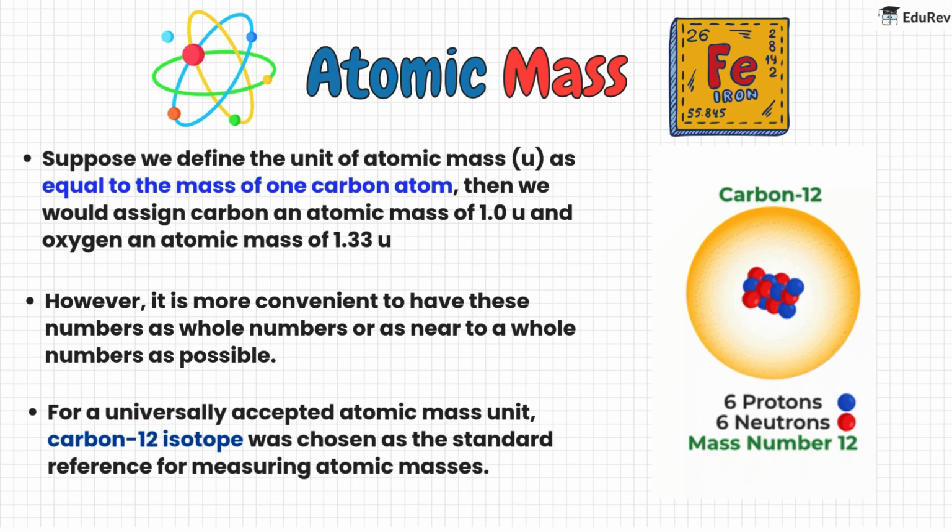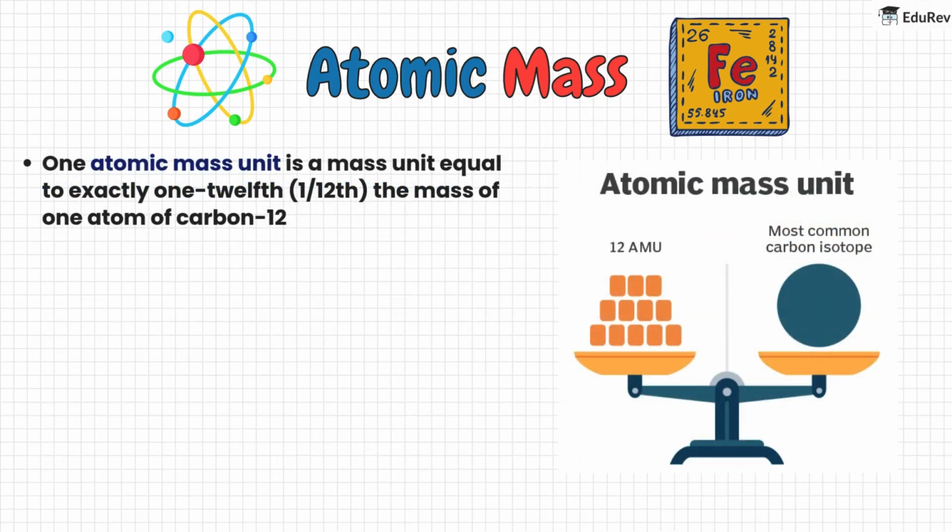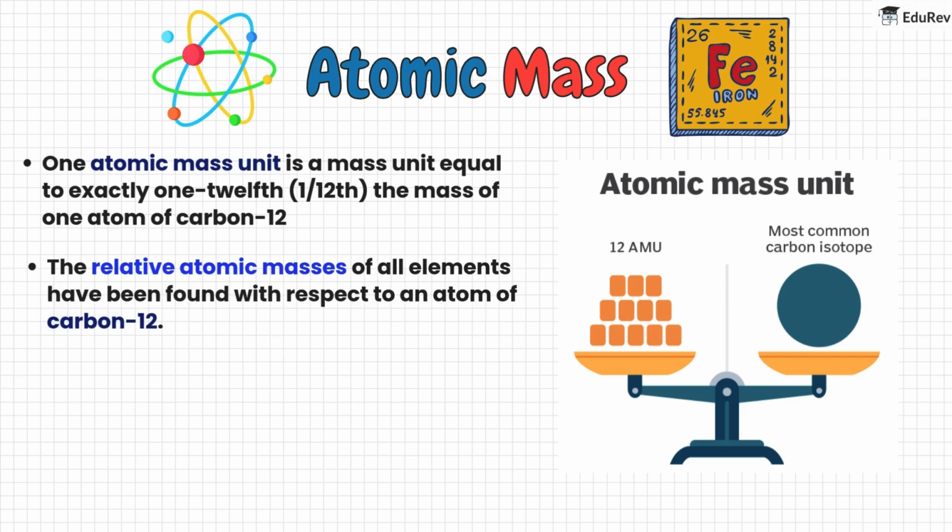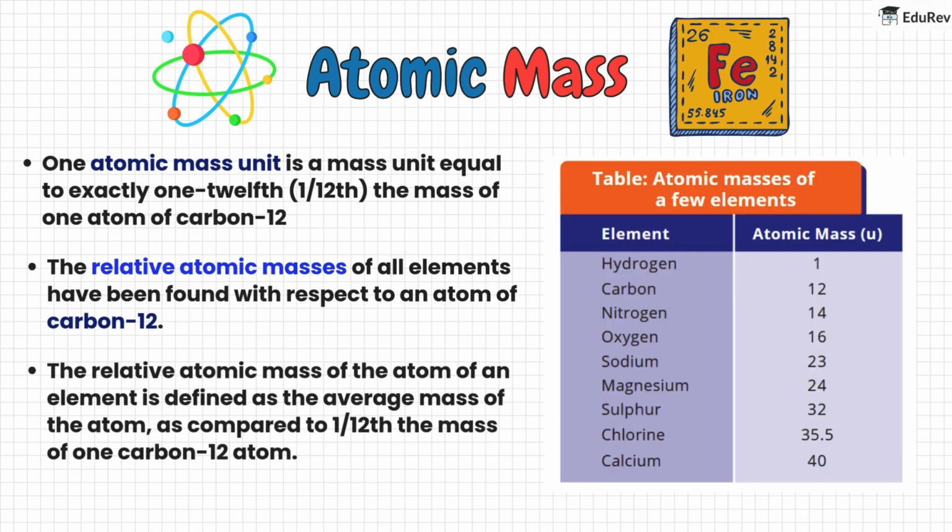One atomic mass unit is a mass unit equal to exactly 1/12 the mass of one atom of carbon-12. The relative atomic masses of all elements have been found with respect to an atom of carbon-12. The relative atomic mass of the atom of an element is defined as the average mass of the atom as compared to 1/12th the mass of one carbon-12 atom.